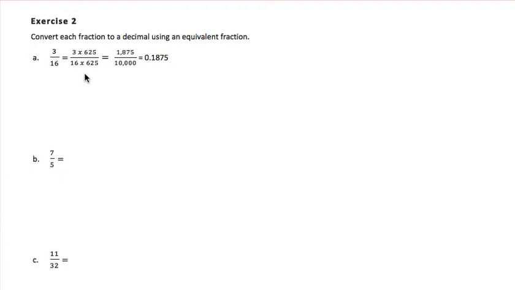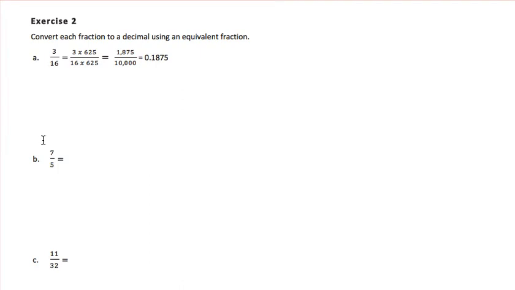16 times 625 equals 10,000. And so once we know that, we multiply the numerator times 625 as well to get 1,875. More importantly, the 1,875, that last digit in your numerator must be in the place value position of your denominator. Tenths, hundredths, thousandths, 10,000ths.